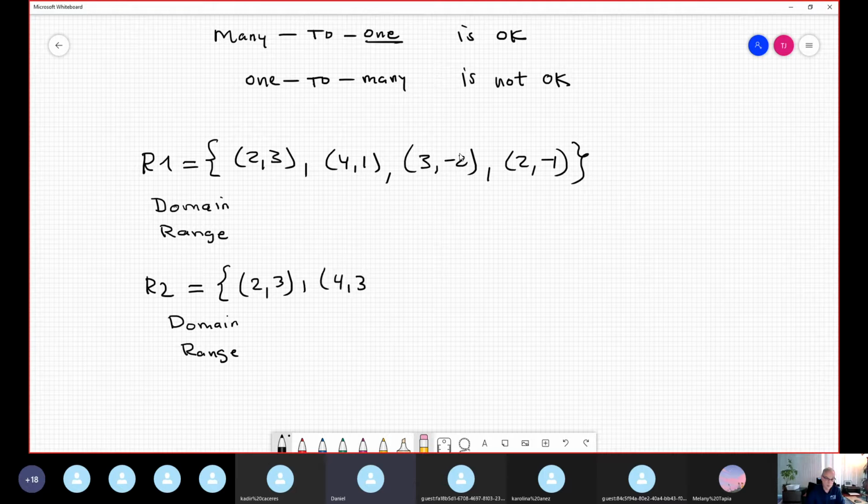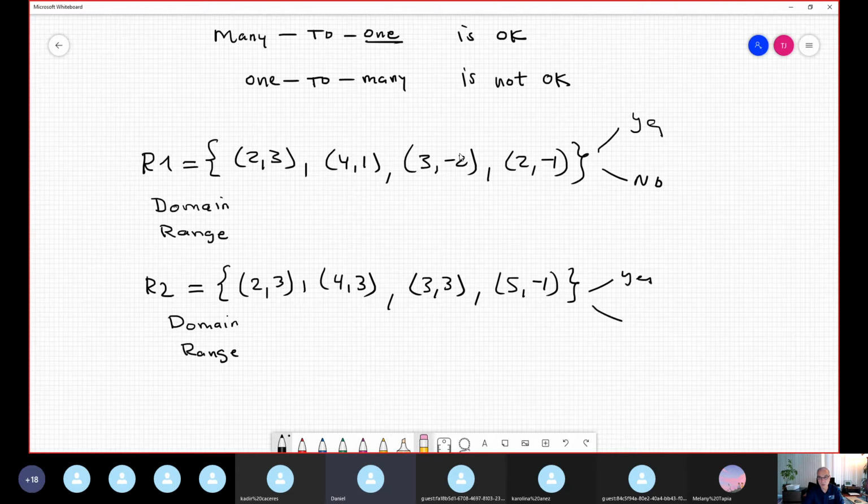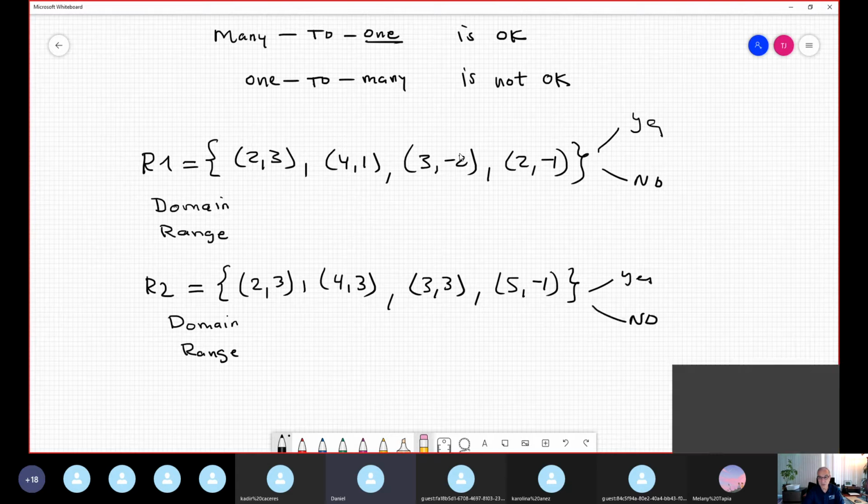Suppose (4, 3). Suppose (3, 3). And suppose (5, -1). Okay, the answer is yes or no. Yes or no? What do you think? No. Yes. No? Okay, you are right. She said no. I agree with her 100%.